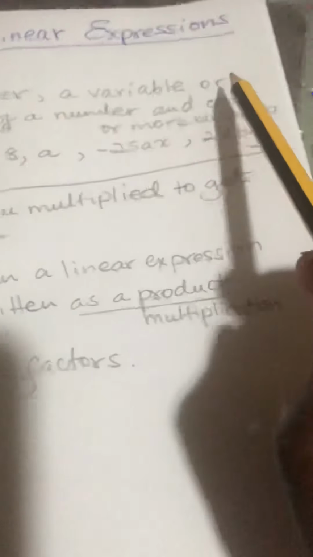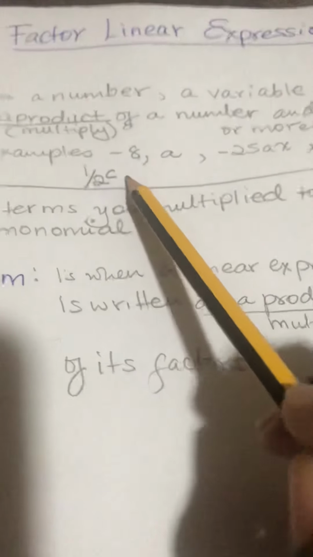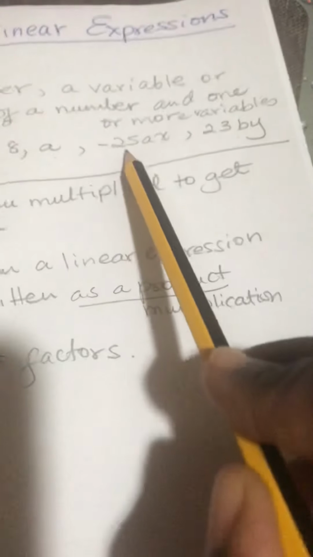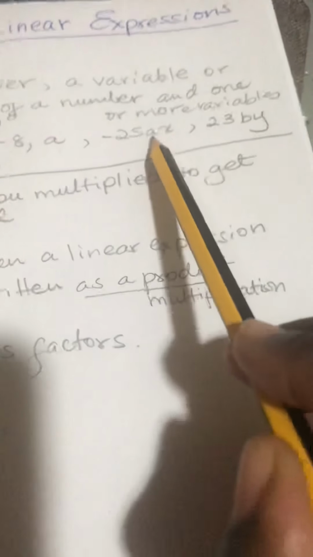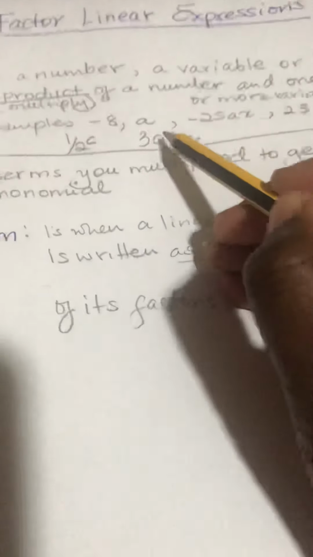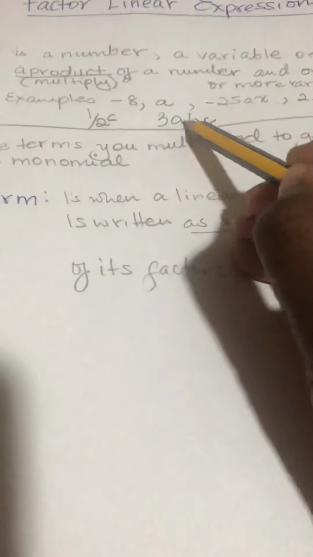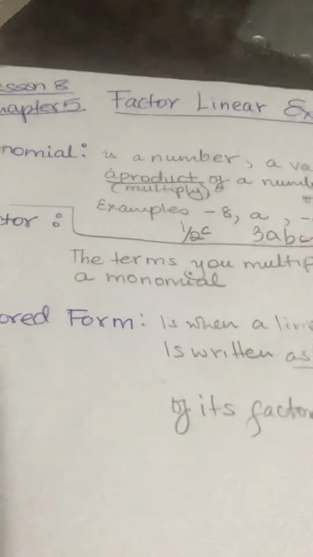Or a product of a number and one or more variables. So here is a product of a number and 1 variable. Here is a product of a number and 2 variables. Even here, a product of a number and 2 variables. 3 variables, 3, A, B, C. This is a product. How do I know it is a product? Because there is no plus or minus between my variables. So if I am multiplying, then it is a monomial. If you add and subtract, it is not a monomial.